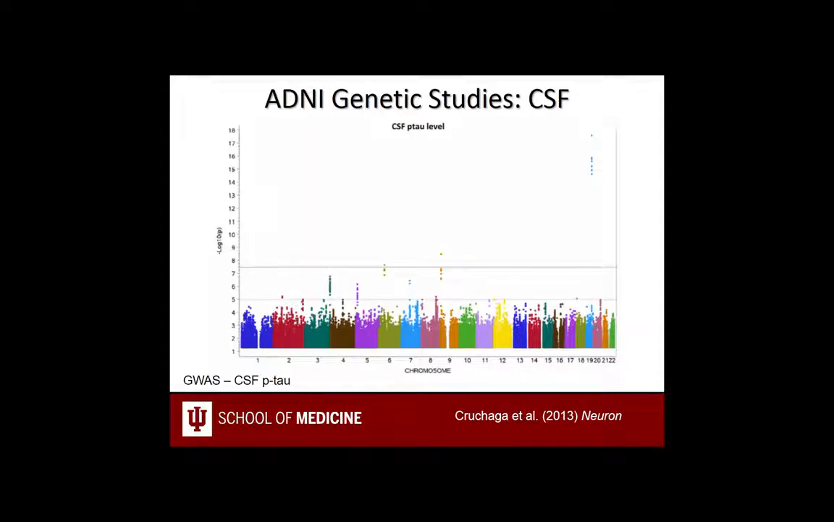And then there have been a couple of different GWASs of CSF A-beta and tau. This is one of the largest ones, at least for the time. And, of course, they have ApoE, but they also had a couple of other hits.